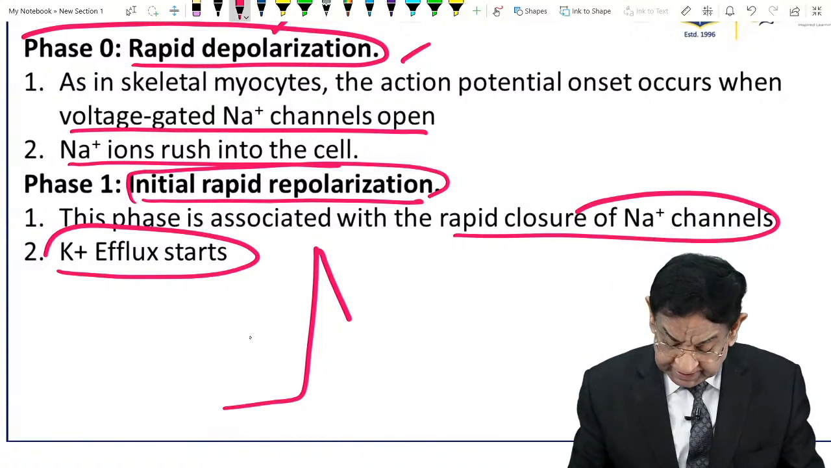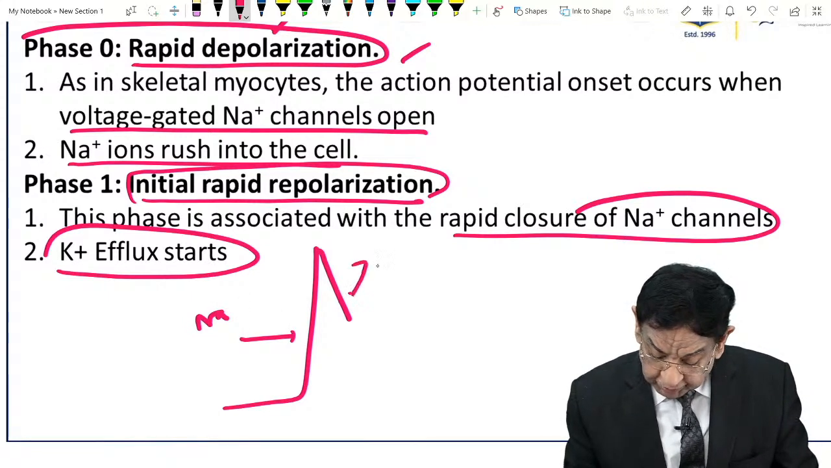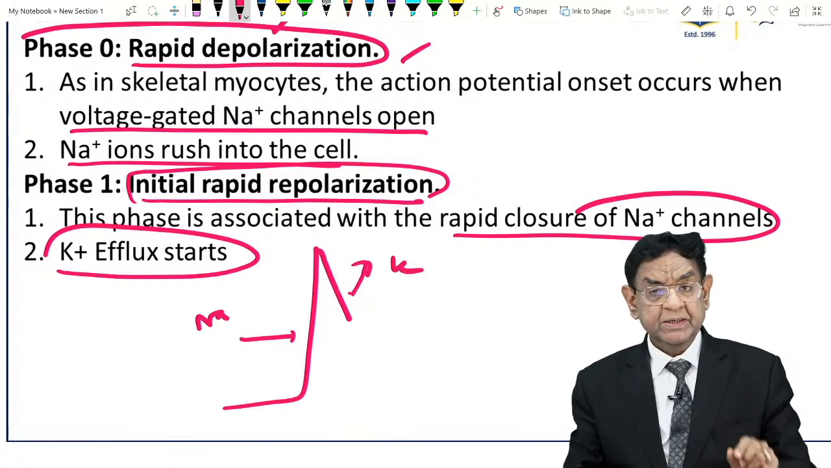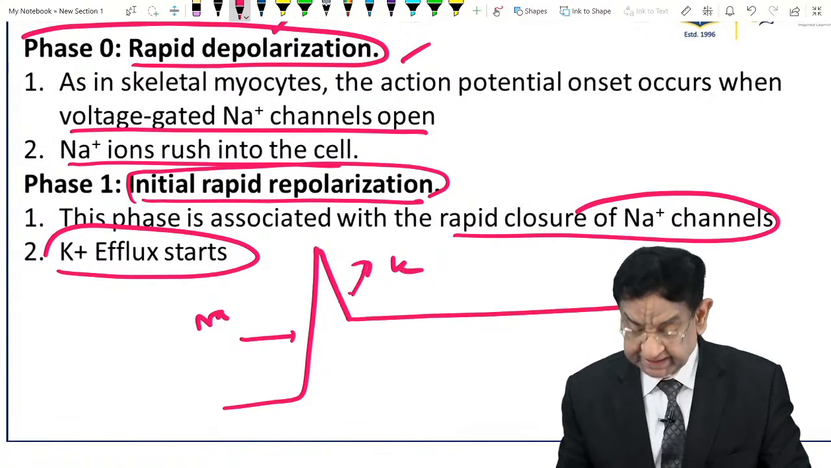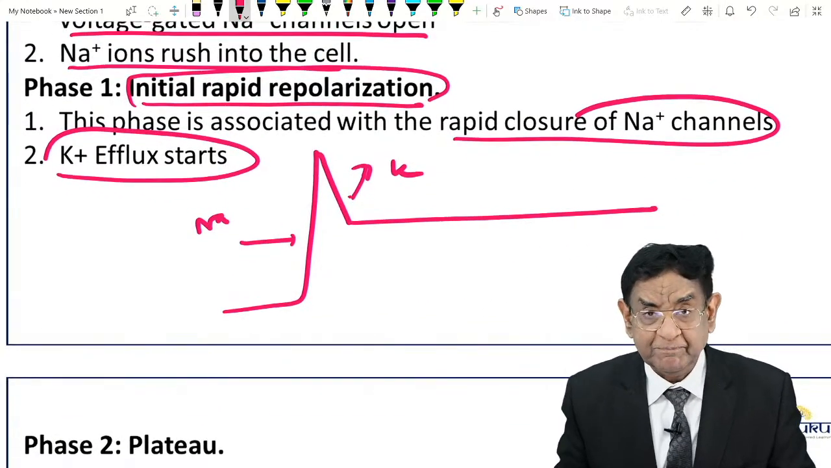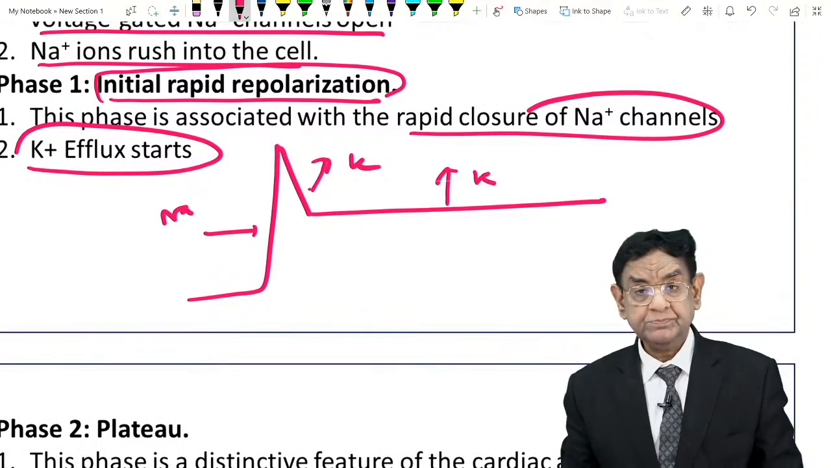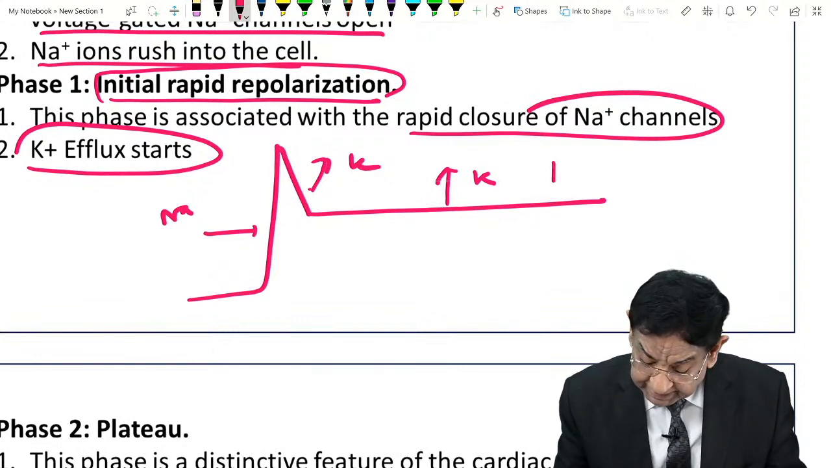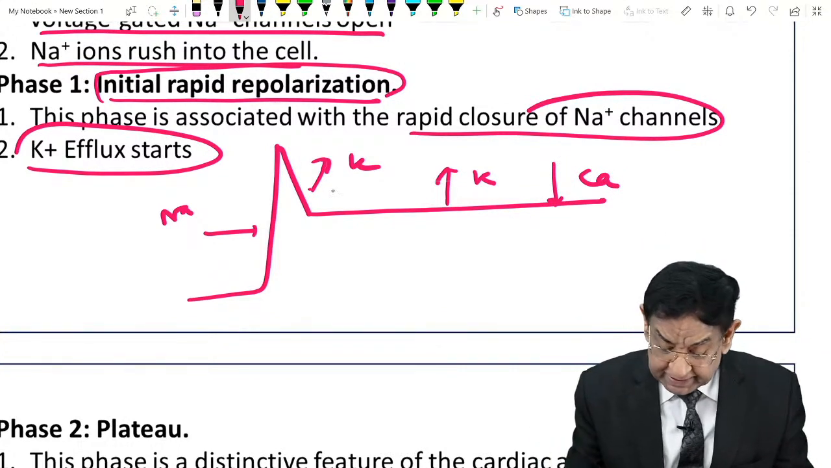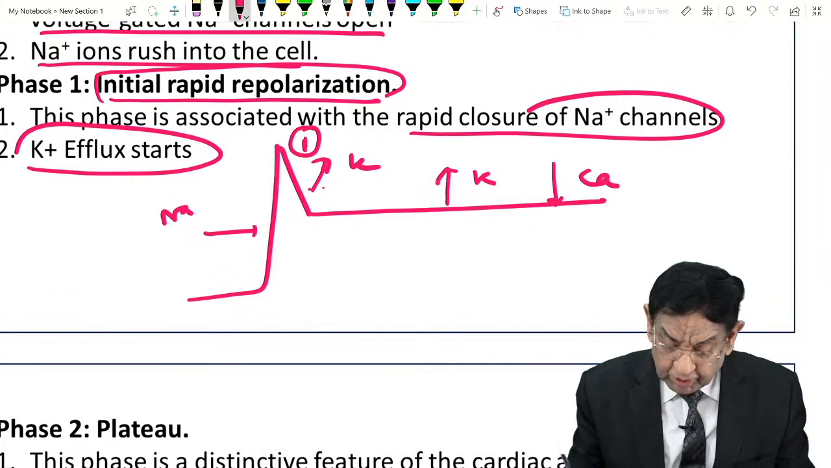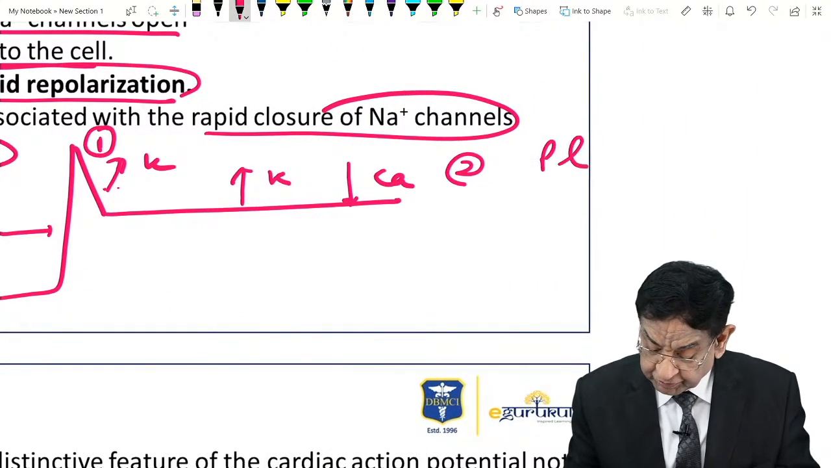So friends, here sodium enters the cell. Here the potassium is going out. It's a rapid repolarization. After that we get a plateau phase like this. Now what happened in the plateau phase? In the plateau phase, potassium keeps going out, but at the same time, calcium comes in. Point to be noted, in phase 1, only potassium was going out. This is the plateau phase, phase 2.